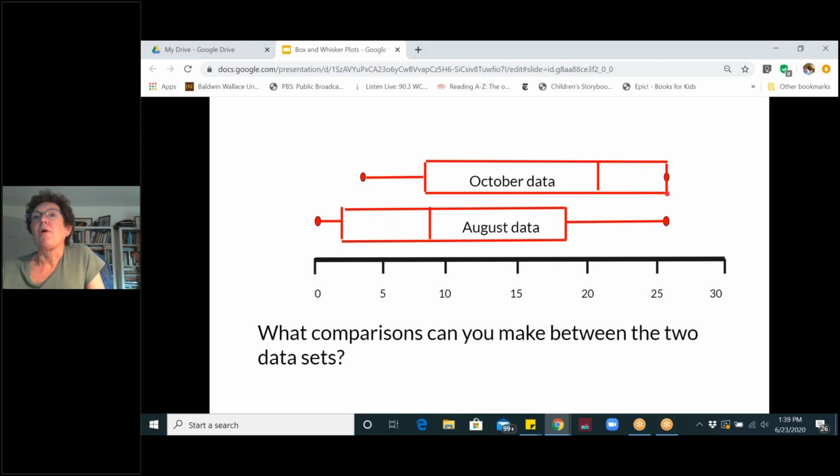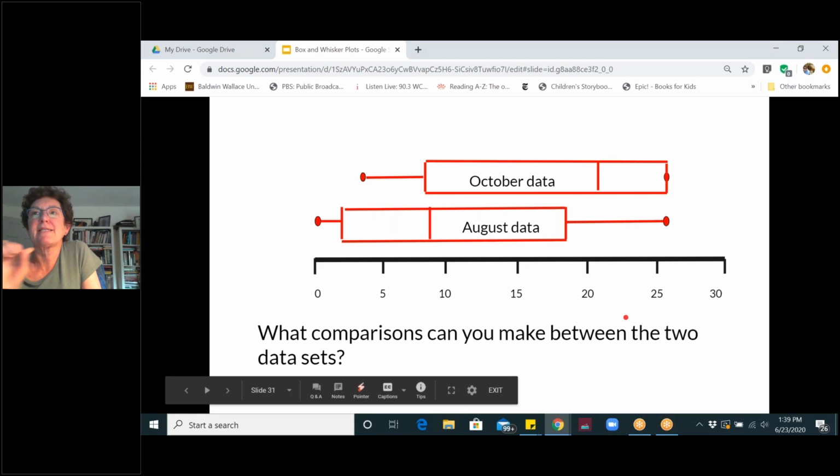So our upper quartile is greater than on October. Our median is greater in October. Lower quartile is greater in October. And our minimum is greater. So because what we want is for our students to be learning more and more letters.